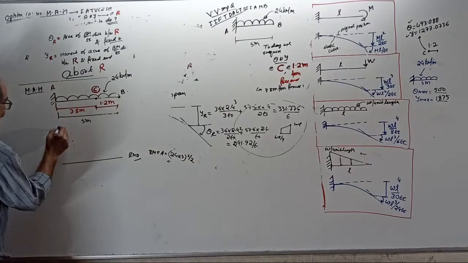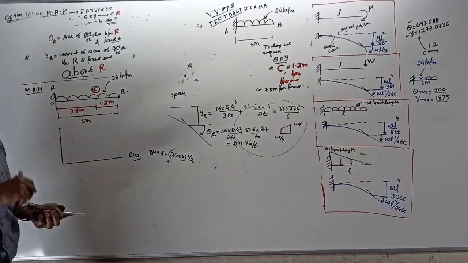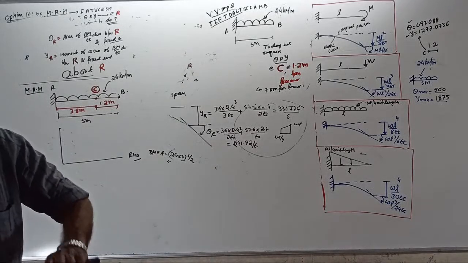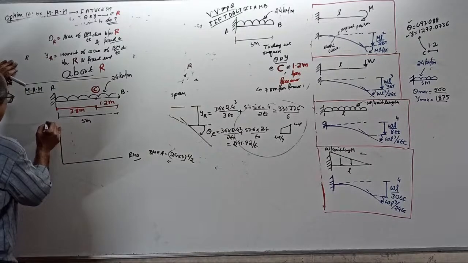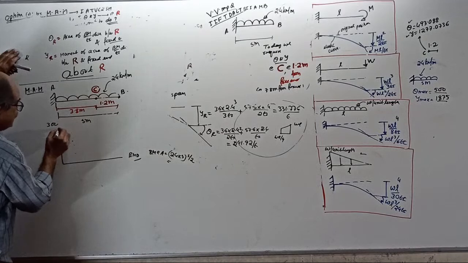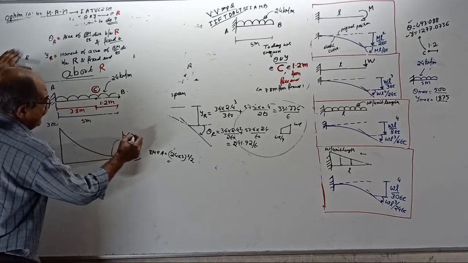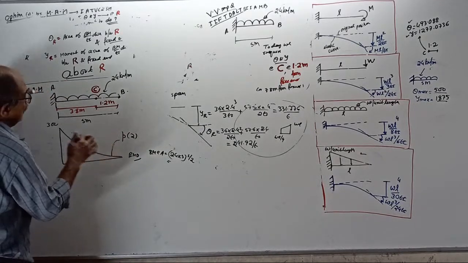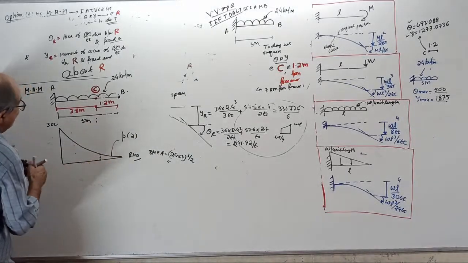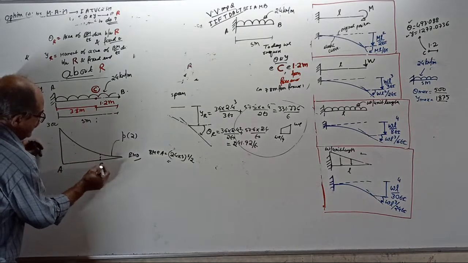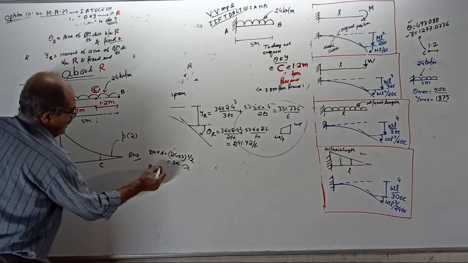Tell the bending moment here first. 24 into 5 by 2, you got it last time. That is 300. Fast. And the variation is a parabola of second degree. Sign is not required; hogging is negative. We also want the bending moment at C. See, this is A, this is C. This is hogging 300.